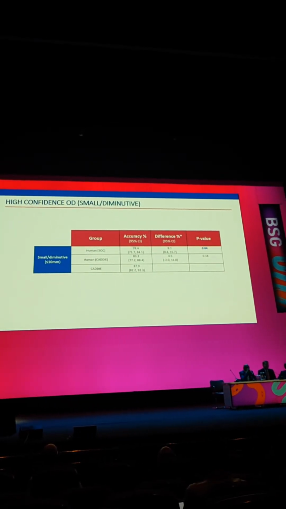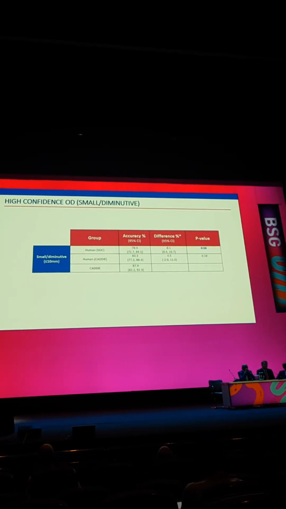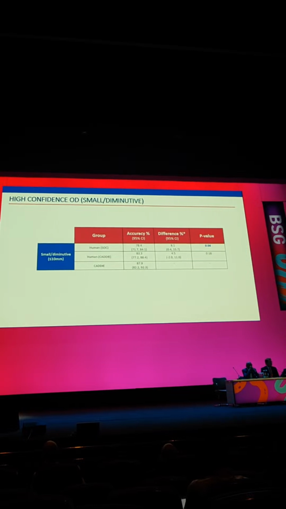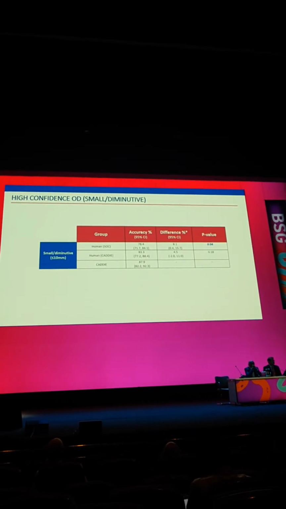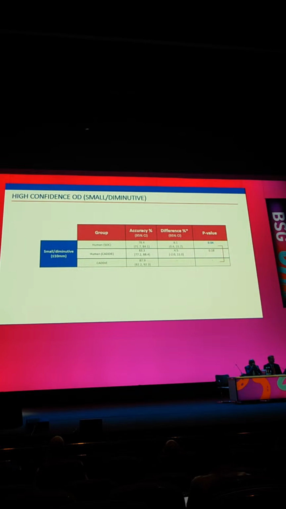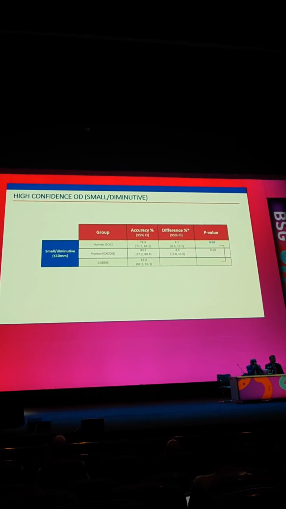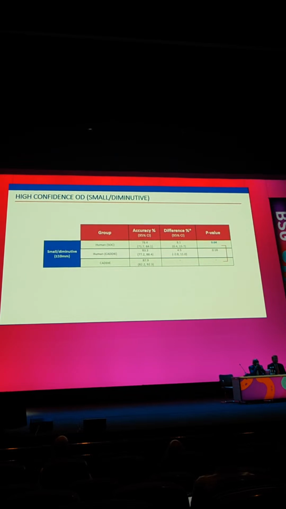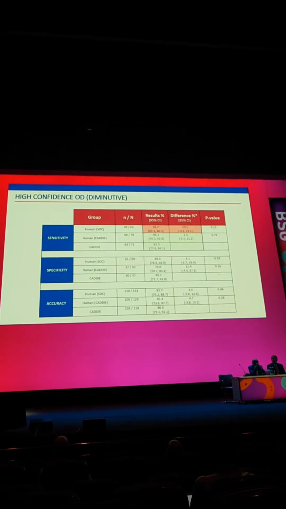Now we start incorporating the level of confidence of the endoscopist. So we're looking at high confidence optical diagnosis of small and diminutive polyps. You see a baseline performance of humans at 78% accuracy, which pales in comparison to the autonomous AI system, which is 88%. How did humans perform when given the actual CADx output? Their performance is about halfway in between where they were at baseline and where the autonomous AI system is.